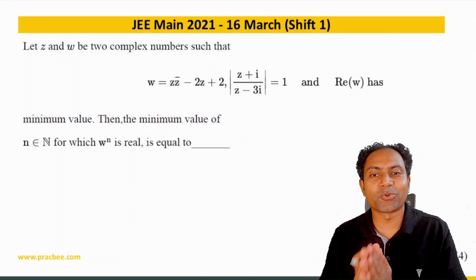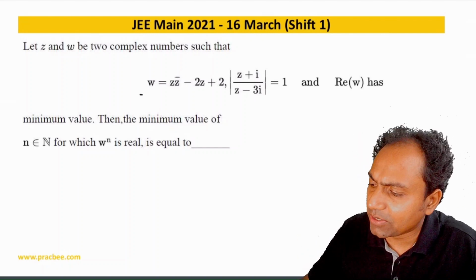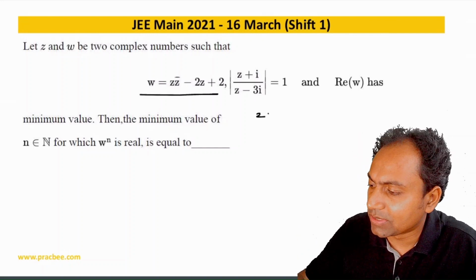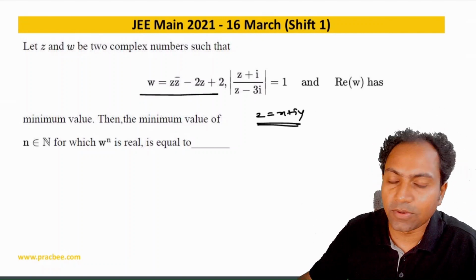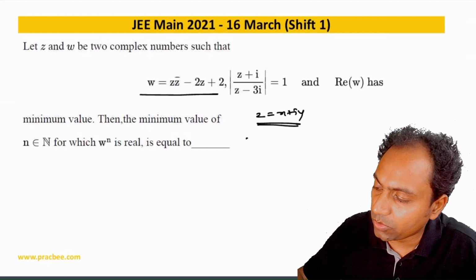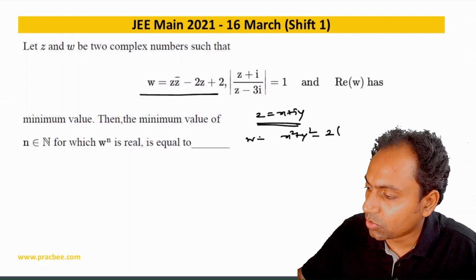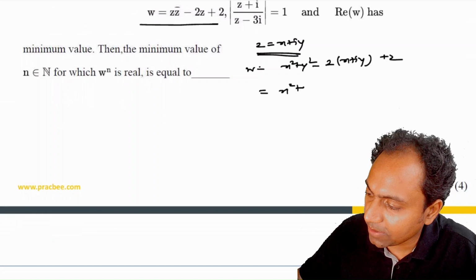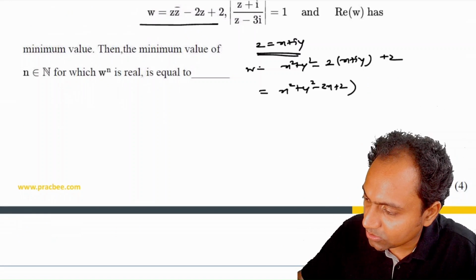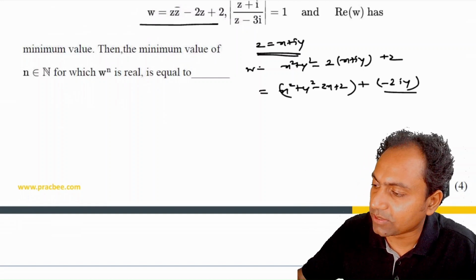Now this very beautiful question came in 2021 and is an amalgamation of a few ideas. Let us see those ideas. So first, in order to understand what is written, let us put z is equal to x plus iy. If I do so, the first part, w, will become nothing but x square plus y square minus 2 times x plus iy plus 2. If I simplify this, it becomes x square plus y square minus 2x plus 2. This is the real part, and plus minus 2iy is the imaginary part.